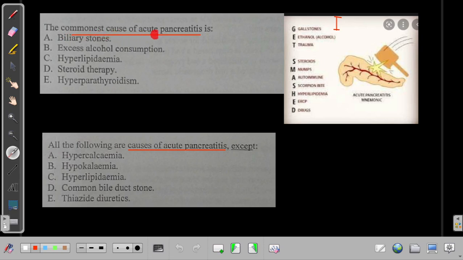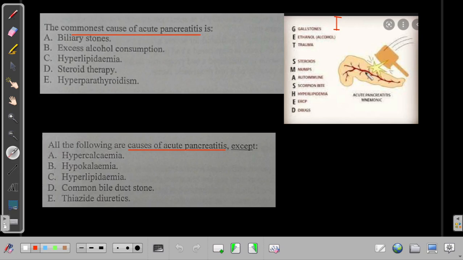The commonest cause of acute pancreatitis is biliary stones or alcohol or hyperlipidemia or steroid therapy or hyperparathyroidism. We came across this question before. As a matter of fact, the most common cause of acute pancreatitis is biliary stones, gallstones. And to remember the causes of acute pancreatitis, you have the famous mnemonic "I GET SMASHED". Smashed, imagine that somebody smashed your pancreas, you will get pancreatitis.